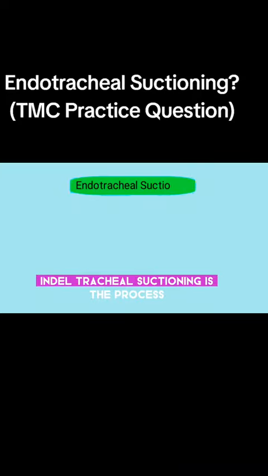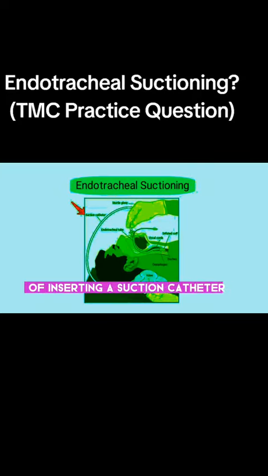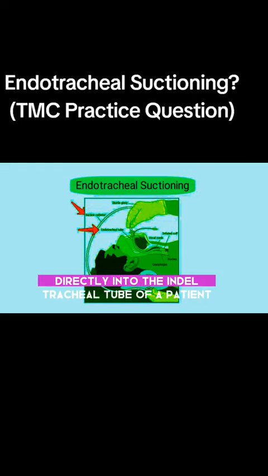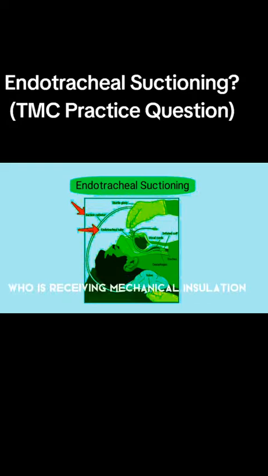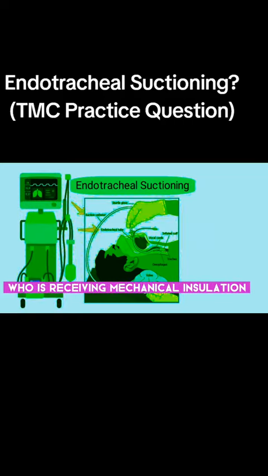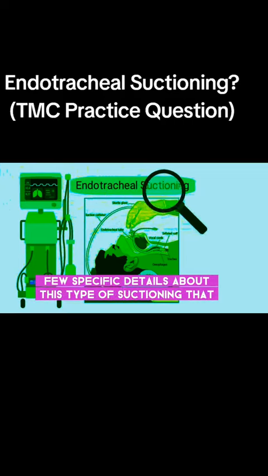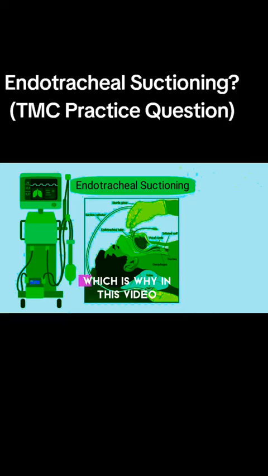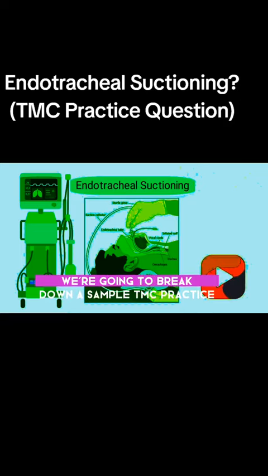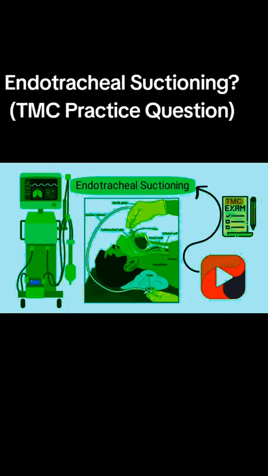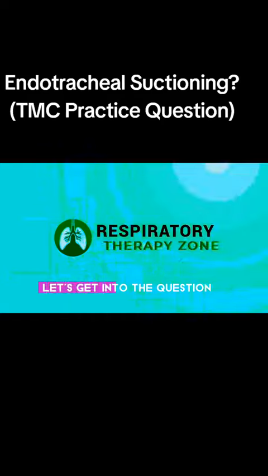Endotracheal suctioning is the process of inserting a suction catheter directly into the endotracheal tube of a patient who is receiving mechanical ventilation. There are a few specific details about this type of suctioning that you must be familiar with, which is why in this video we're going to break down a sample TMC practice question on the topic. So if you're ready, let's get into the question.